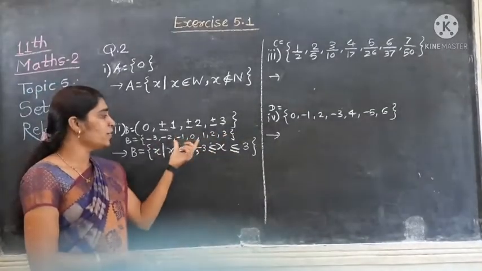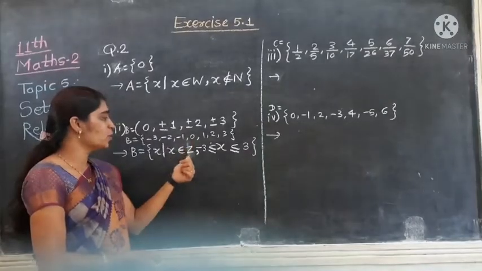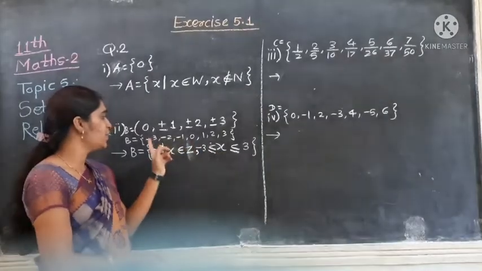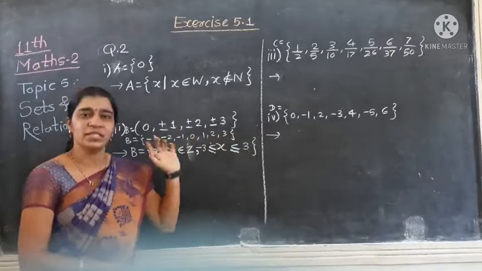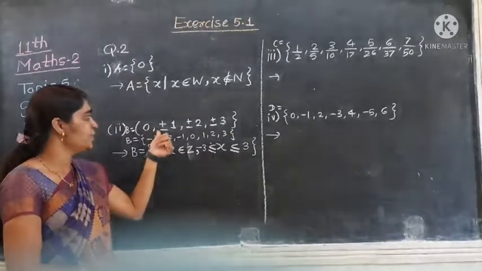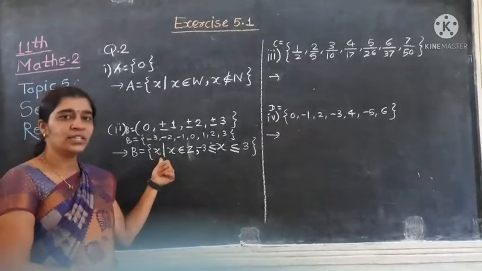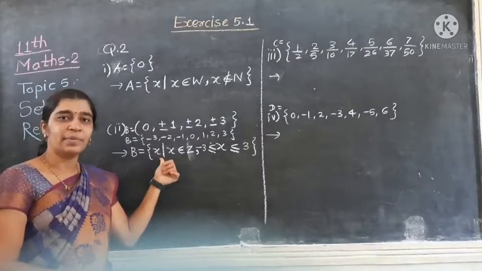Now this is the set of integers. So x belongs to Z and x lies between minus 3 to plus 3. This is in listing method. We convert this into rule method or set builder form.